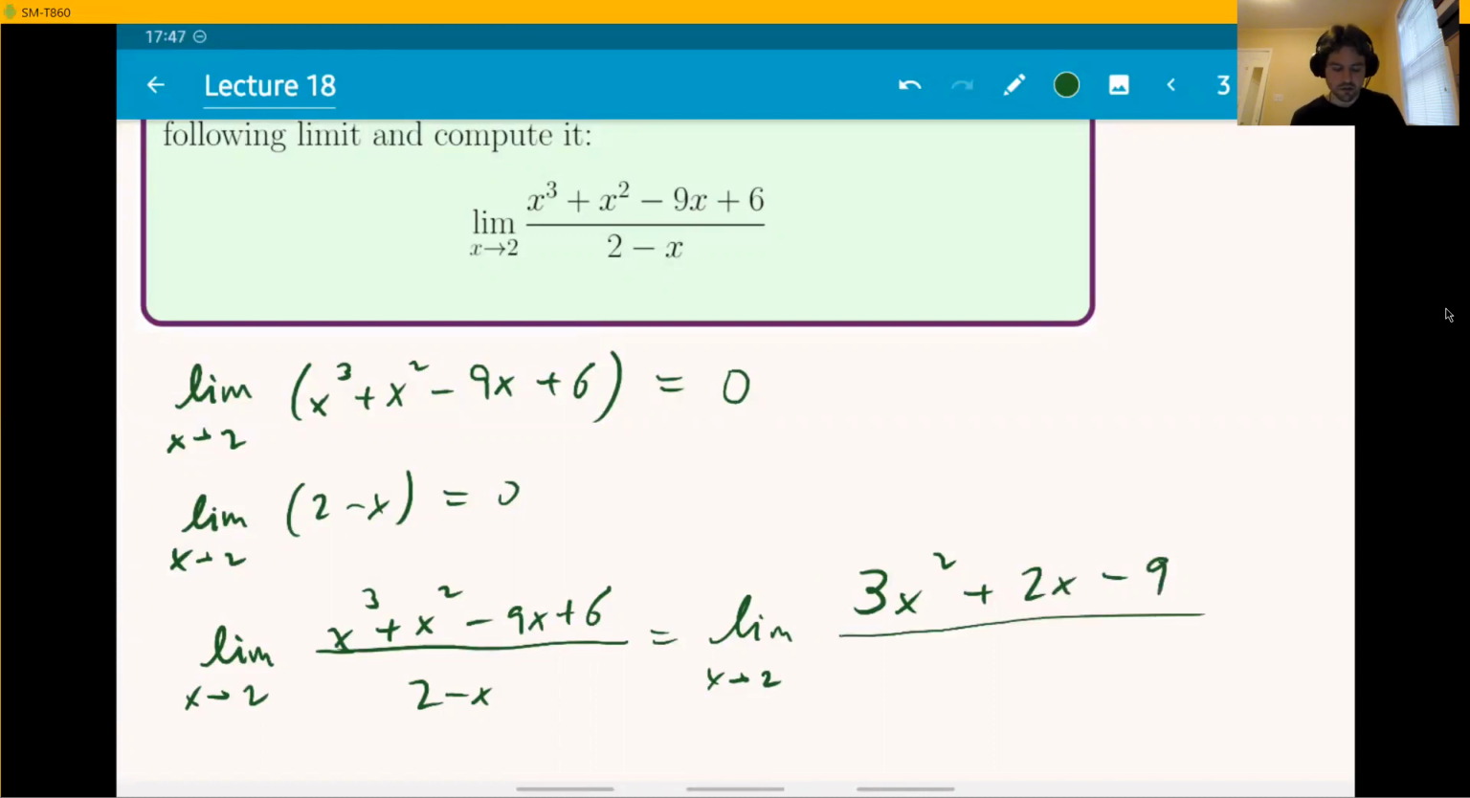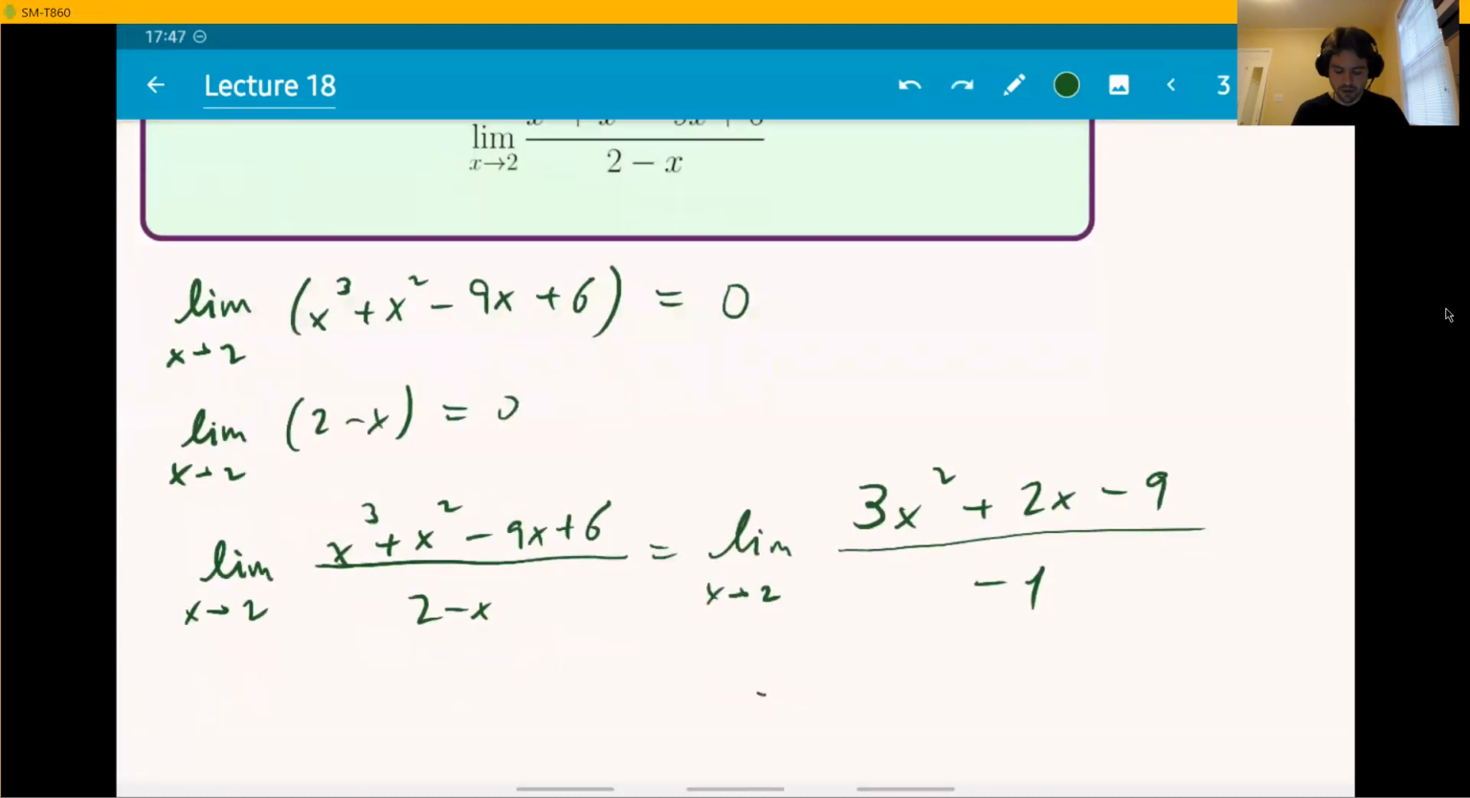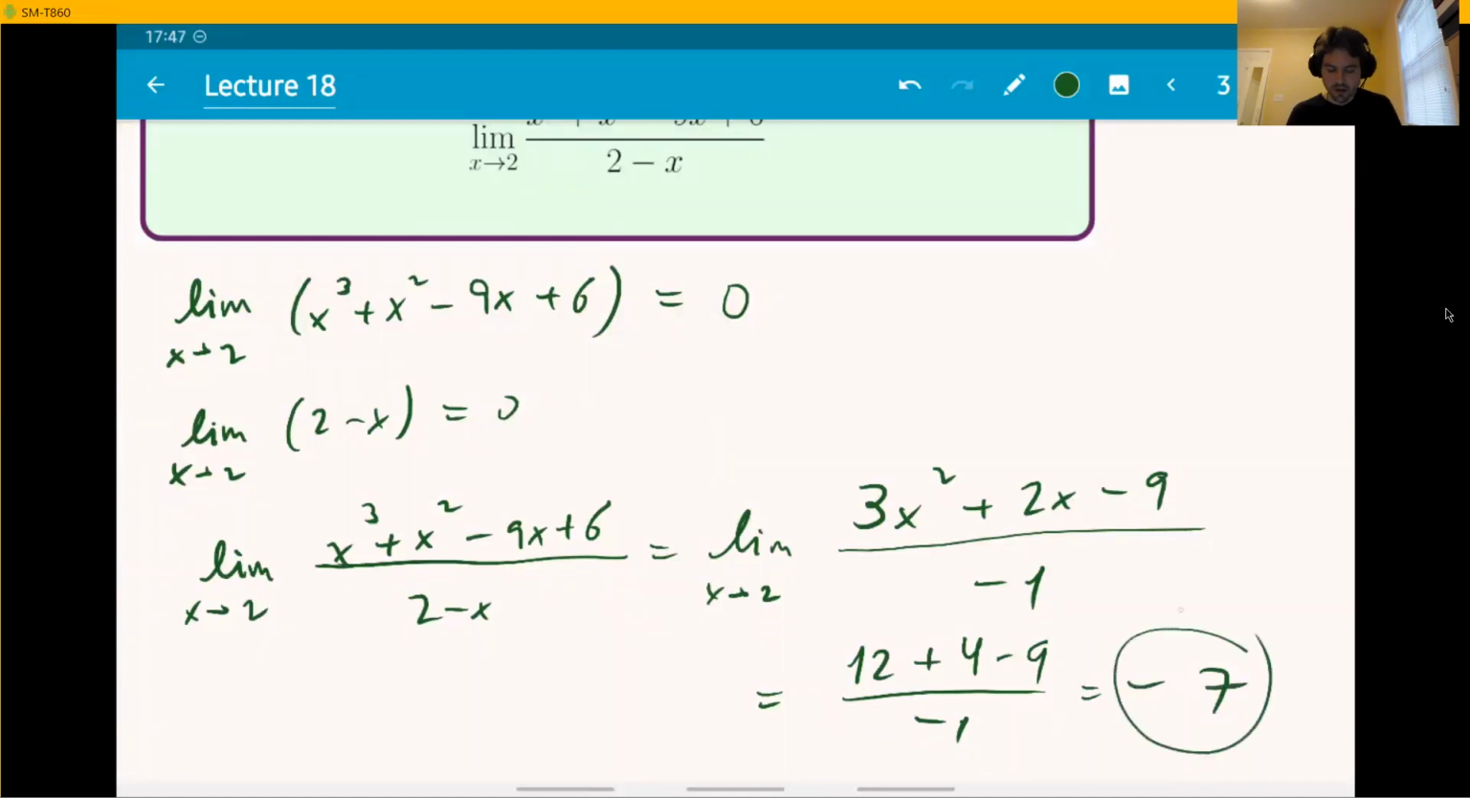And then downstairs, only the minus x term has a derivative, it's minus 1, a non-zero derivative, right? The 2 becomes 0 in the derivative. So this limit now is one that we know how to find because it's not indeterminate anymore. You can plug in x equals 2, and you're going to get 7 over minus 1. So minus 7. L'Hopital is just the statement that the original limit is equal to this one. It's as simple as that.